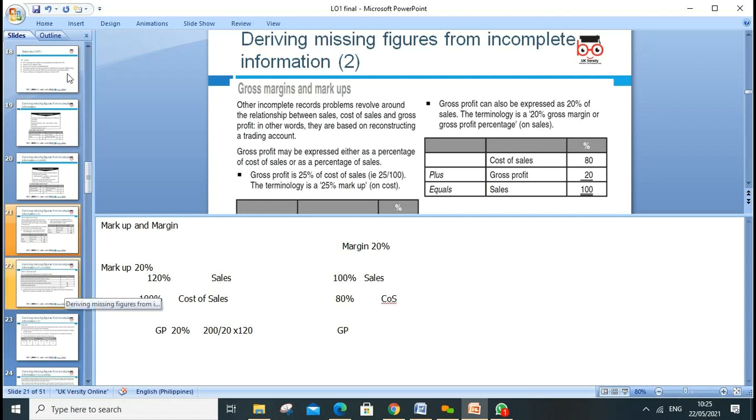Okay, let's move on. Imagine we take away the gross profit from the sales to get the cost of sales. Gross profit will be based on the sales value. So that terminology is different.